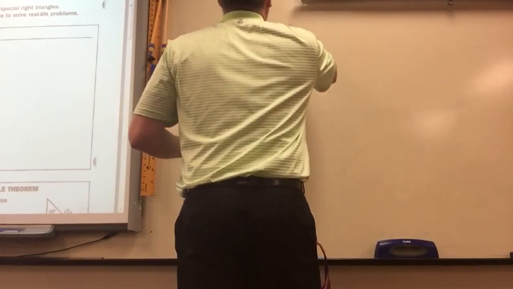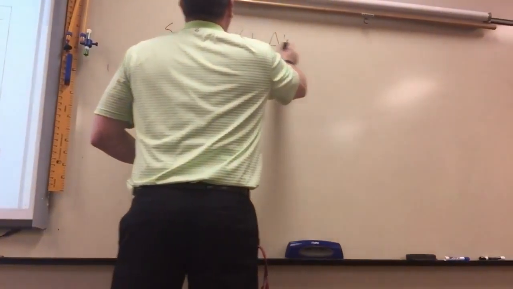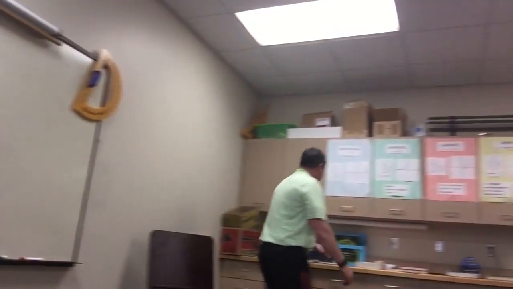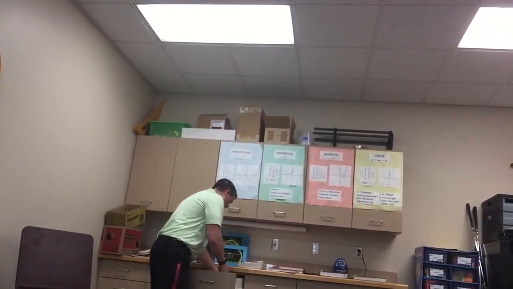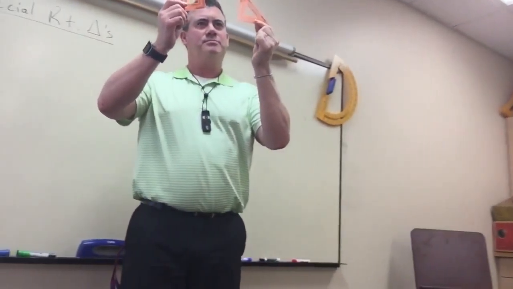This section is special right triangles. There's really three of them, but we only have to learn two of them. These are very common triangles. They're common in architecture too. These are the two special right triangles.